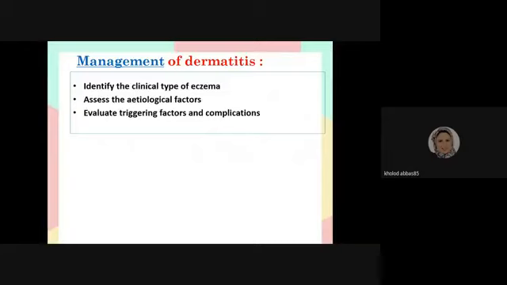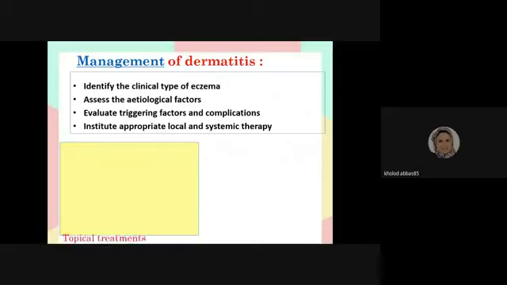When you know this etiological factor, we try to prevent this factor. Evaluate the triggering factors and complications if present, and start the appropriate local and systemic therapy. What are these local and systemic therapies?